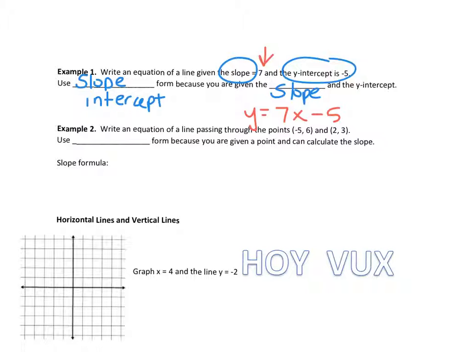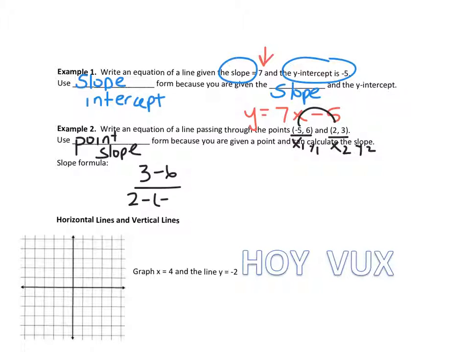In example 2, write an equation of a line passing through these 2 points. Whenever I'm given 2 points, I'm going to use point-slope form, because you're given a point and I can calculate the slope. So I'm going to calculate the slope between here and here. It's going to be x1, y1, x2, y2: 3 minus 6 over 2 minus negative 5. So this is going to be negative 3 in the numerator and 7 in the denominator.